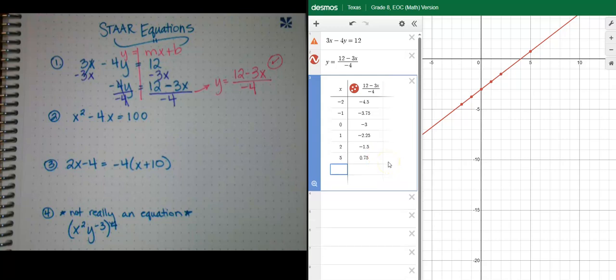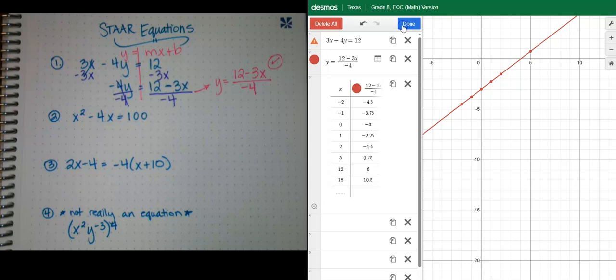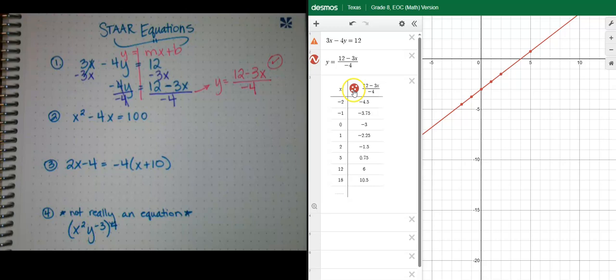I can add by pressing enter, say what would it be at 12, 18, etc. You get the point, right? This table is really helpful. Again, you get to that by pressing this gear button up here, and then you just choose the little table button right next to it. And that way it creates your table based on that specific equation. Notice that the colors are the same. You can turn the dots on and off like that. You can turn the line on and off like that.